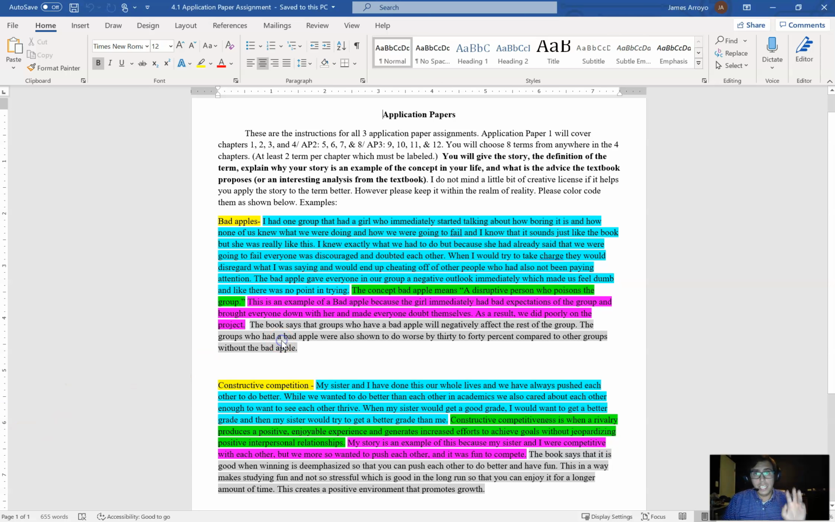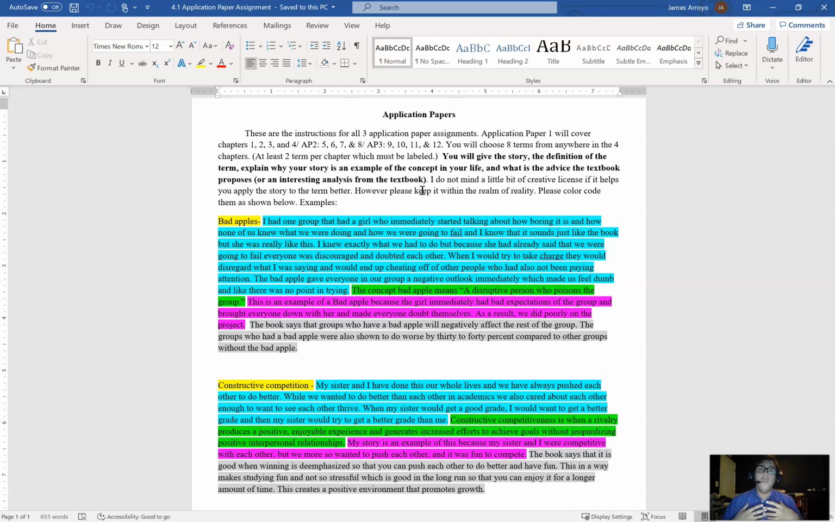So, there are going to be three application papers throughout the semester, and each one is going to follow the exact same format. The first is going to cover 4 chapters. The second is going to cover 4 chapters. The third is going to cover 4 chapters. Application paper 1 is going to cover chapters 1, 2, 3, and 4. Application paper 2 is going to cover 5, 6, 7, 8, and then application paper 3 is going to cover 9, 10, 11, and 12.